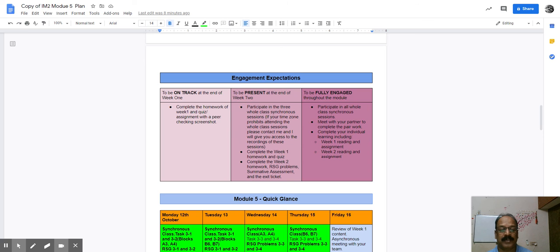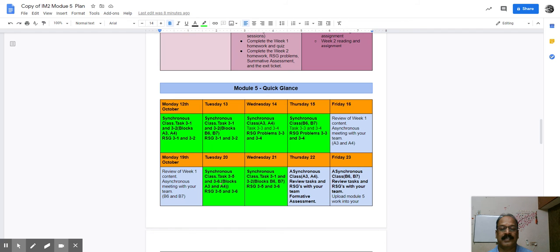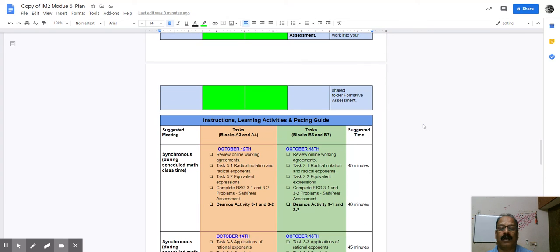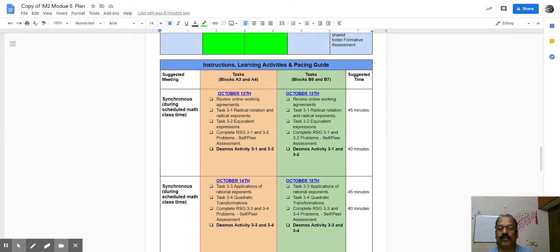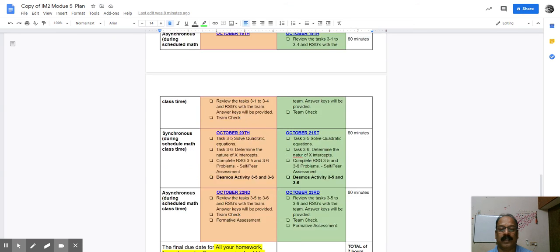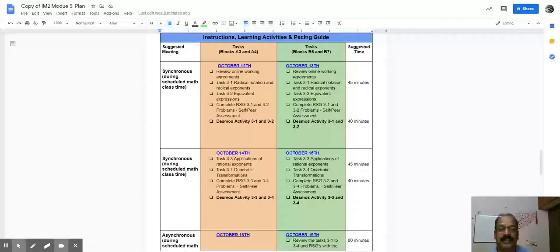Engagement expectations don't change. It's similar to what we did before in all these modules. A quick glance is given for you to plan and execute your module work, and the pacing guide is given. So what are we going to do from October 12th and 13th to October 23rd? A clear-cut suggested time for you to complete all activities is given.